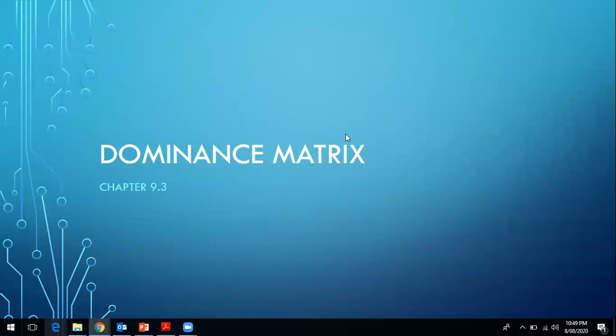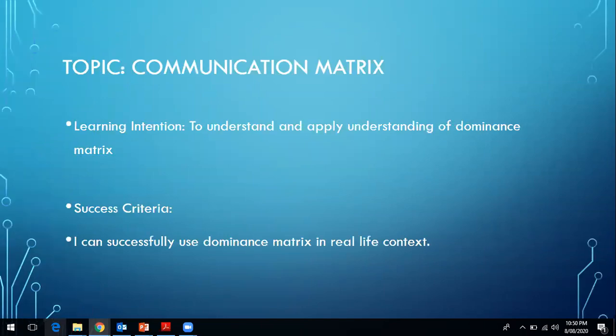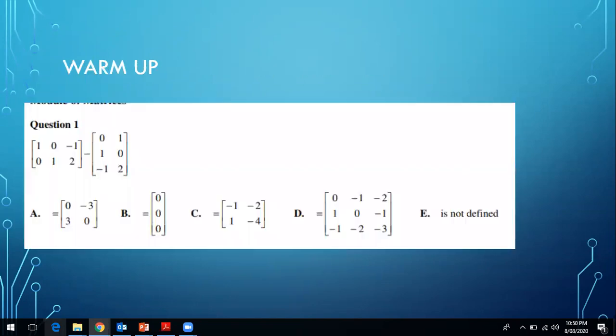Hello guys, today we are going to do dominance matrix. That's the next part of exercise 9.3. So the learning intention is to understand and apply understanding of dominance matrix, and then you should be able to successfully use the dominance matrix in a real life situation. You can again complete the warm-up questions, and the answers are in the slides as well, but make sure you do them first and then check the answers.